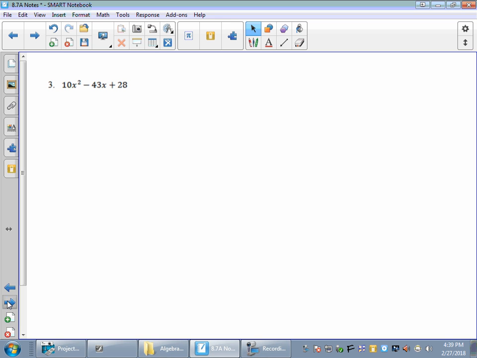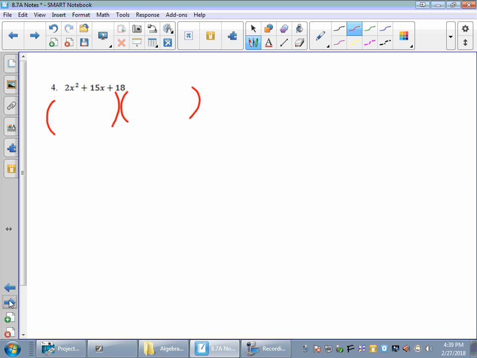All right, let's go ahead and do one more example, and we'll do this example with guess and check. Let's do number 4. Guess and check tells me that I need to break apart my first term after I start 2 sets of parentheses. I know both of them are going to need an x, so I'm going to just go ahead and write those in.